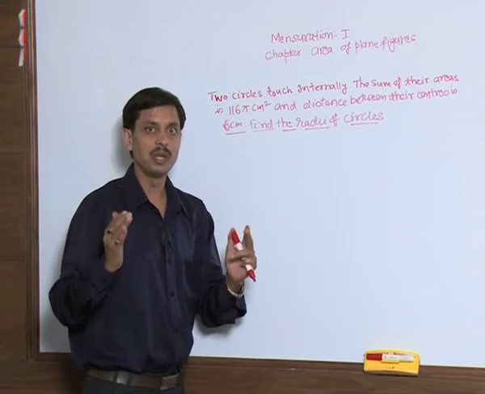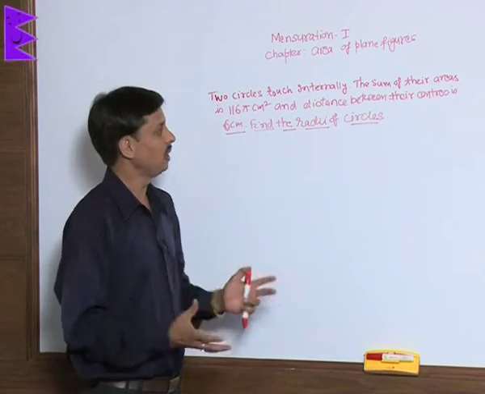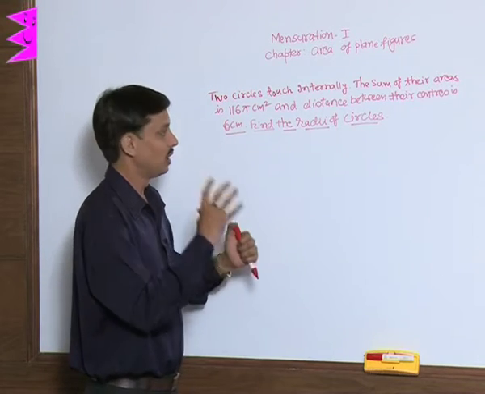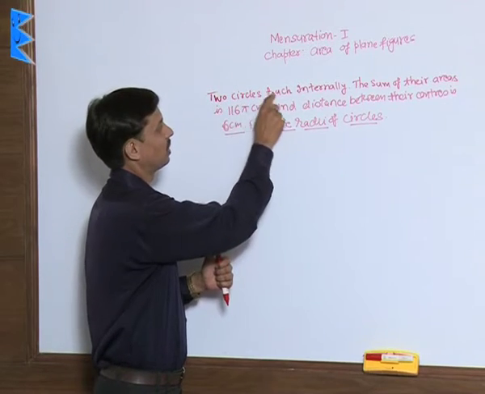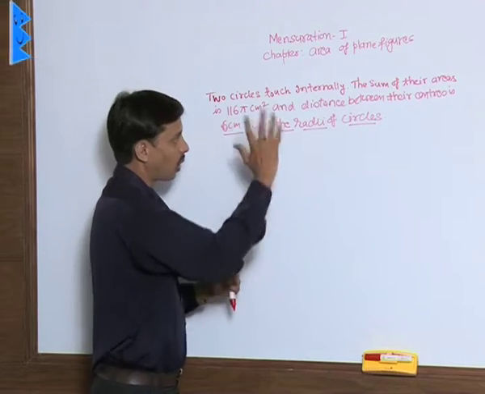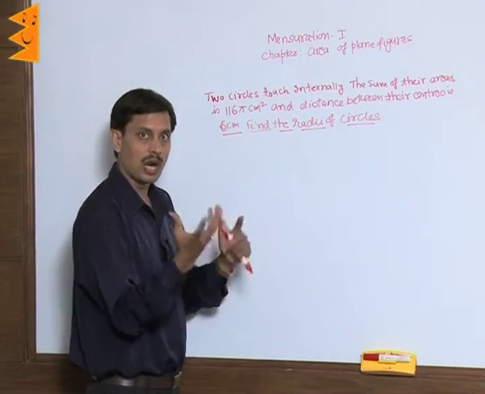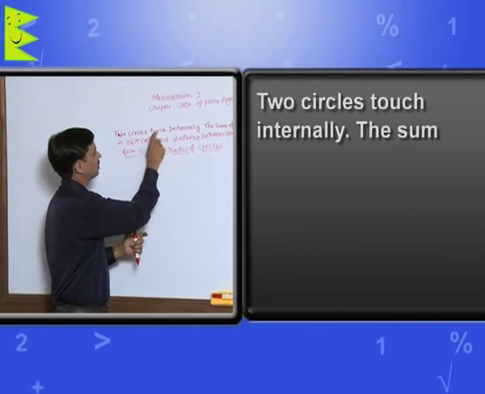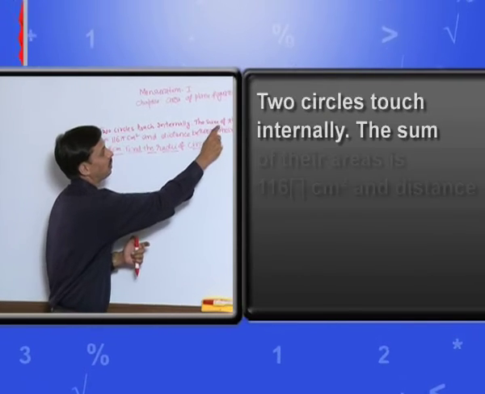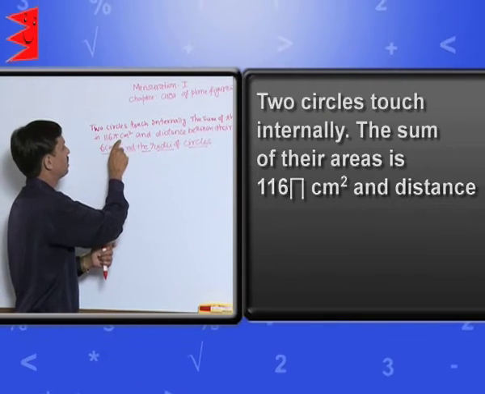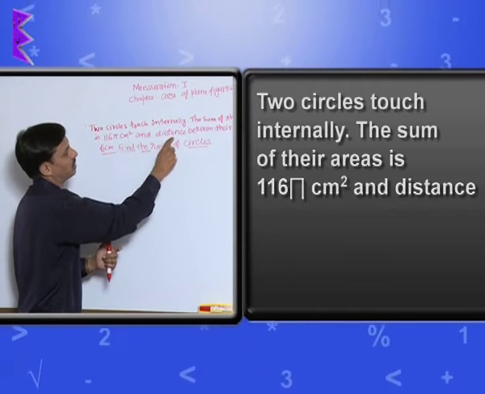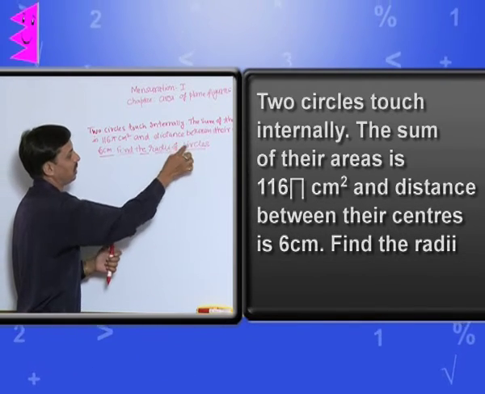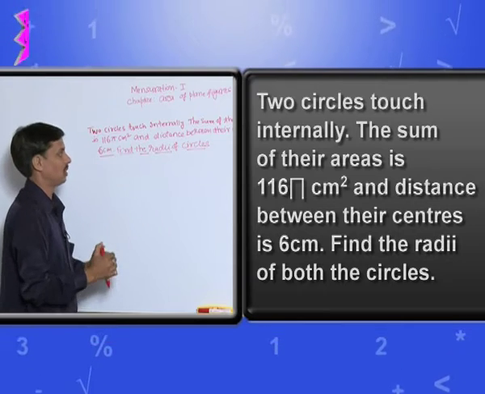Now I am explaining another example where we will make use of the mensuration results. The question is, two circles touch externally or they may touch internally. So I am taking an example of touching internally. Two circles touch internally, the sum of their areas is 116 pi centimeter square and the distance between their centers is 6 centimeter. Find the radii of both the circles.